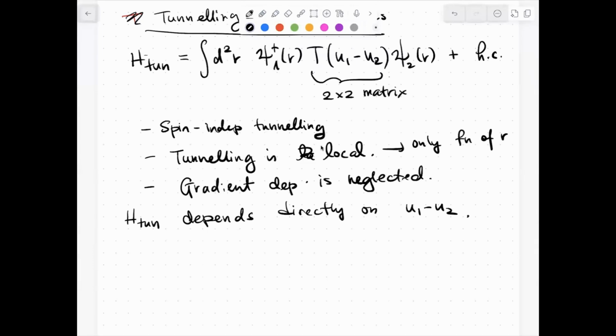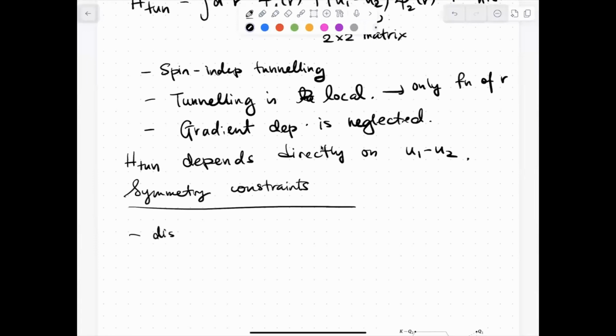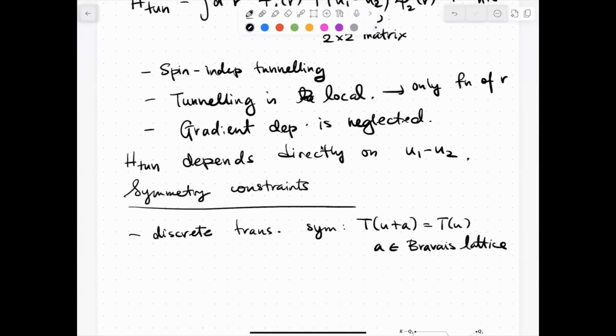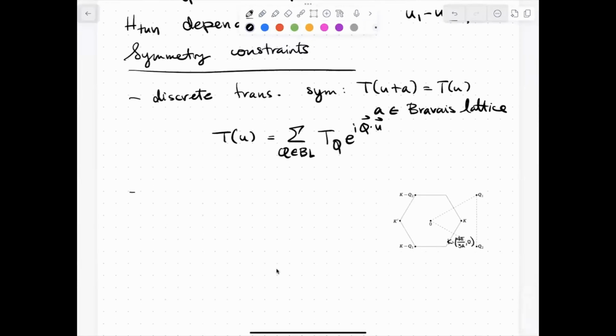Now here's the big thing. There are lots of symmetries. The biggest one that matters here is a discrete translation symmetry. So T of U plus A is equal to T of U for A belonging to the Bravais lattice. That's the Bravais lattice of the graphene. That tells me that I can do a Fourier expansion like this. So that's the big one. We also have a C3 symmetry.